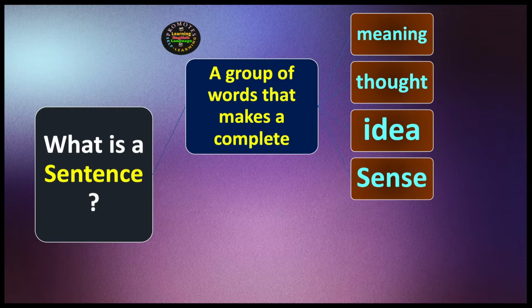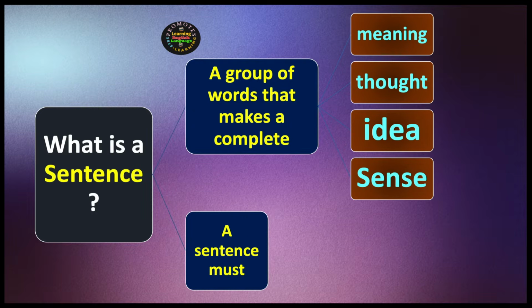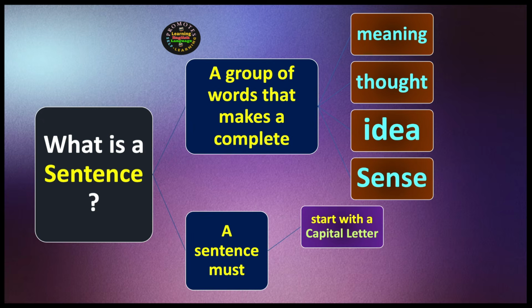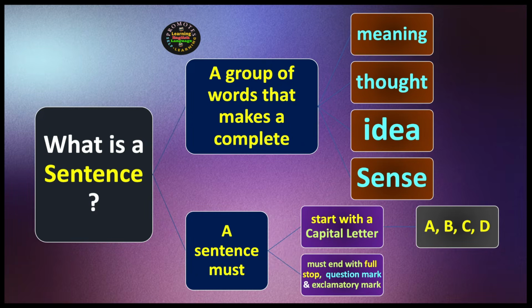What else more do we have about a sentence? A sentence must start with a capital letter, and we all know what the capital letters are, like this one, we have A, B, C and D, and it must end with a full stop, sometimes with a question mark depending upon the type of sentence you have, and an exclamatory mark. And this one is an example of a full stop, question mark and an exclamatory mark.